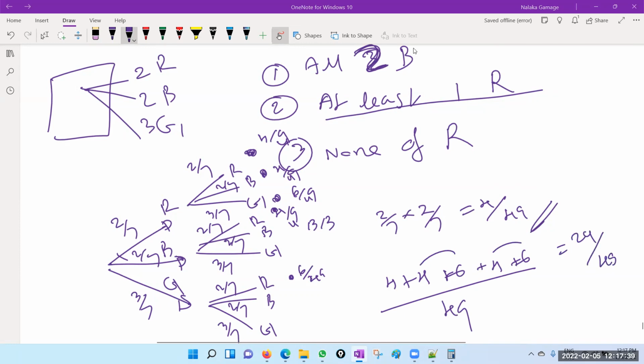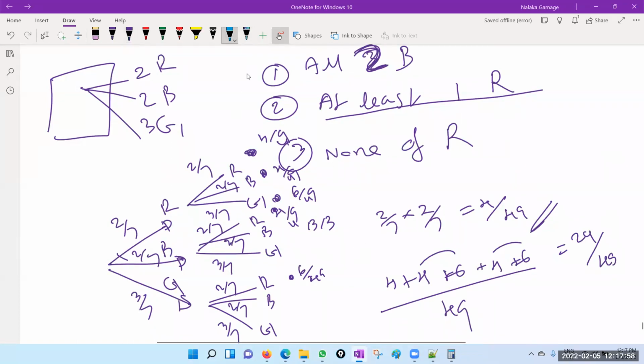Okay, 24 divided by 49. Second one, 24 divided by 49. Okay. This second one, 24 divided by 49. So the third one, none of the elements are red. None of the elements are red.